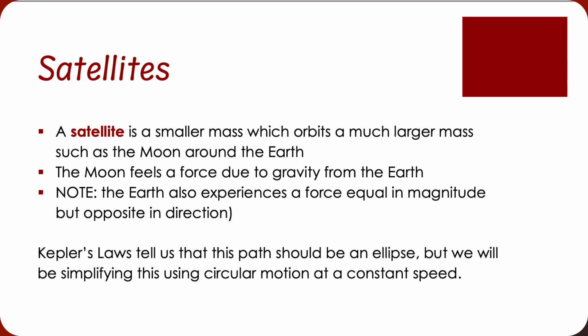And we kind of have to talk about Kepler's law here, because he tells us that planets should be going around the sun in an ellipse, but we're going to simplify that and talk about it as being a circle. And the reason for that is so that we can talk about centripetal motion.